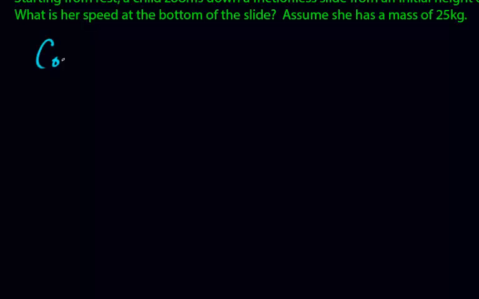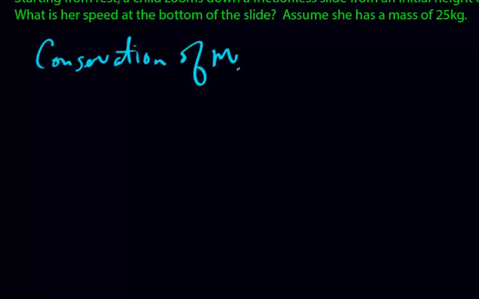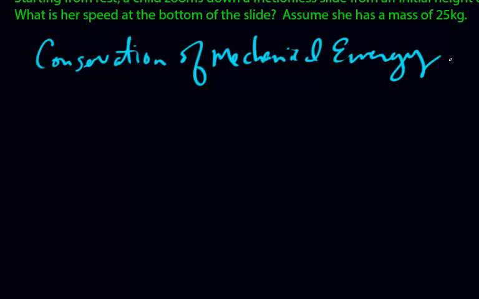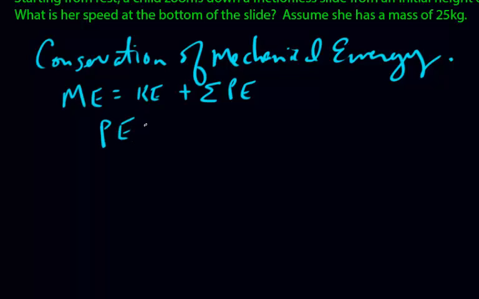This is the conservation of mechanical energy. That is when the mechanical energy is equal to the kinetic energy plus the sum of all of the potential energy. But this problem here can be wrapped up by just saying, hey, the potential energy is equal to the kinetic energy. And we've seen this one before.